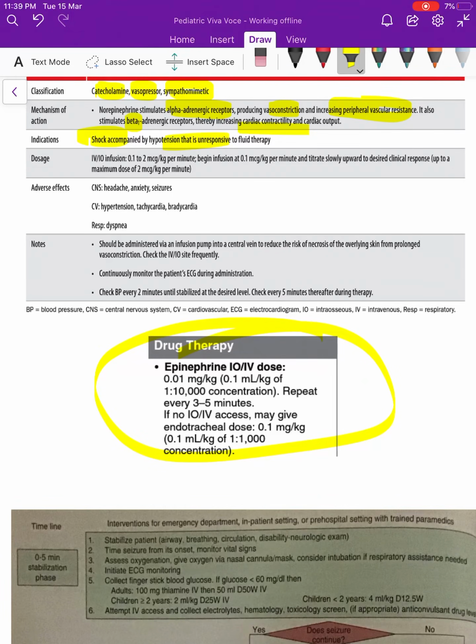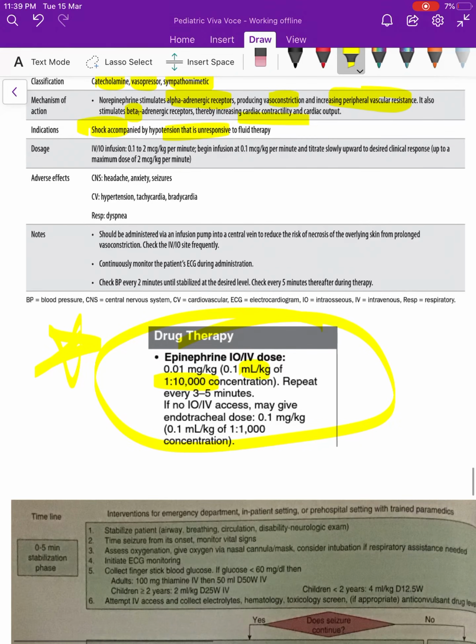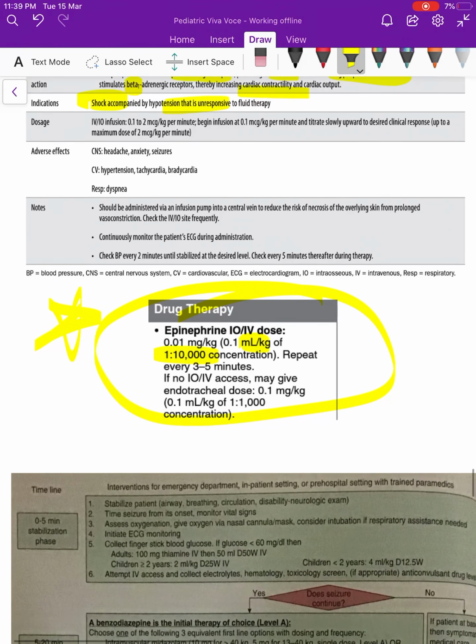Again, this is one very important question that you will be asked. The dosage used is 0.1 ml per kg of 1:10,000 concentration. The ampule that is available is 1:1000, so we take 1 ml and dilute it in a 10 ml syringe. After that we can use it as 0.1 ml per kg, which we repeat every 3 to 5 minutes.